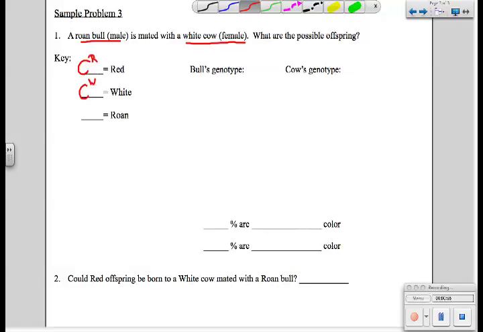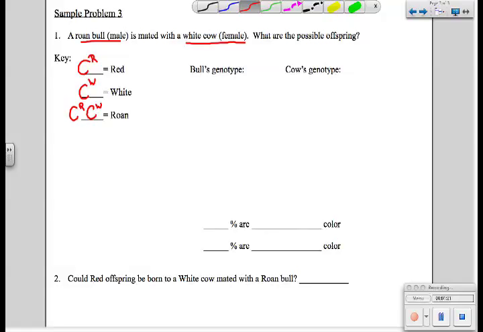Roan is a combination of both, where both are showing up. They cooperate with each other. So I have the red allele and the white allele showing up. If I were to look at this cow's coat closely, I would notice that some hair is red, some hair is white. Both traits are showing up. This is different than incomplete dominance, where we see a blend, a new color completely. Here, both of the different phenotypes are showing up.